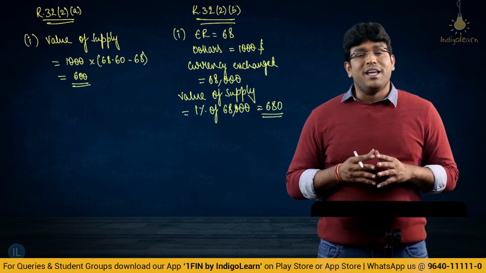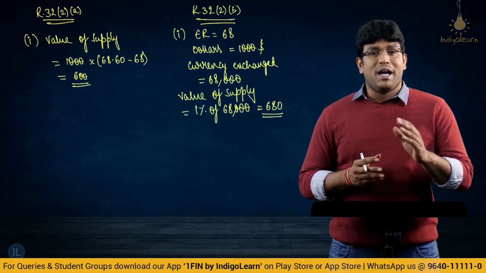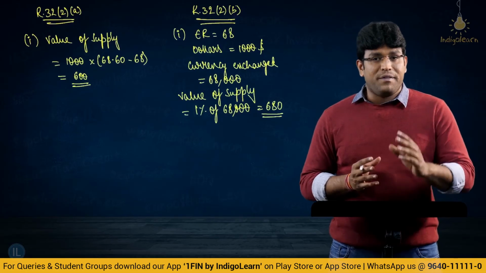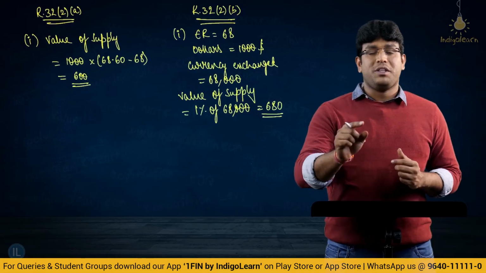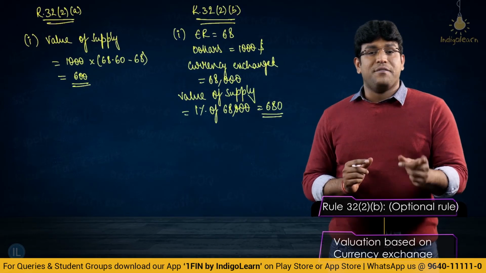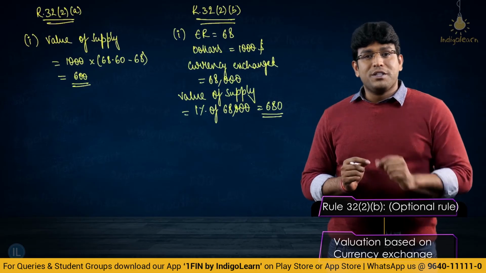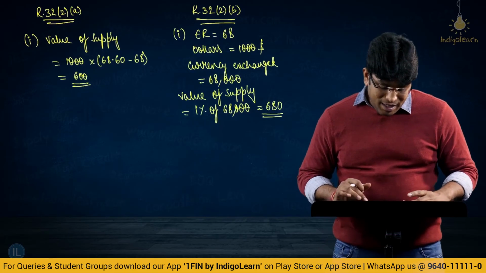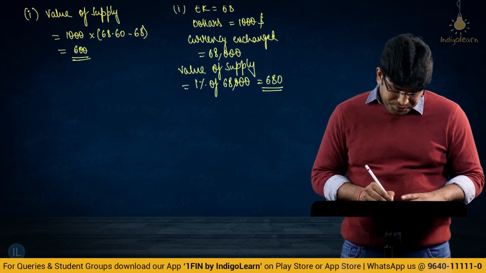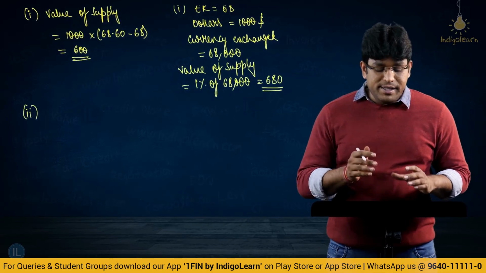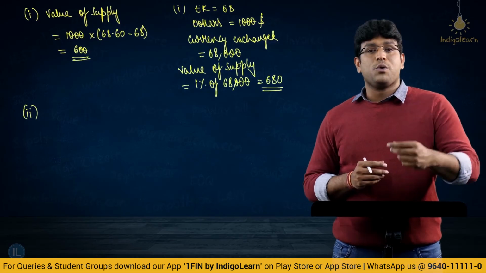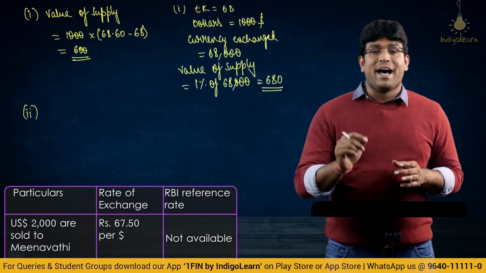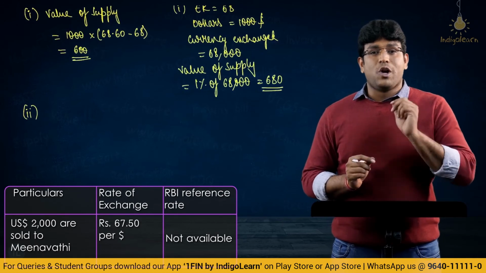So if you observe very clearly, my valuation answer is different when I apply 32.2a and it's different when I apply 32.2b. But we all know one point to be kept in mind, that Rule 32.2b is optional, and if it is once opted, it cannot be withdrawn during remaining part of the financial year. Next, let's look at the second bit also. Second bit is a case where they have clearly given in the question $2,000 is exchanged at a price of 67.50 per dollar and RBI reference rate on that day is not available.